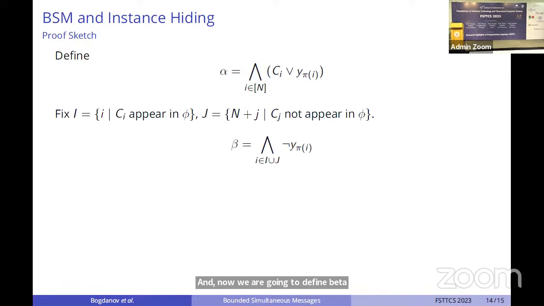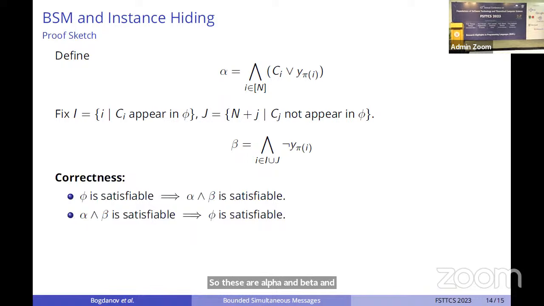Let's say that I is the set of all indices corresponding to the clauses that appear in the formula, and J is N plus the indices of all those clauses that do not appear in the instance phi. Beta is defined to be the AND over all indices i in I union J of the negation of y_pi(i). So these are alpha and beta. And let's quickly argue that if phi is satisfiable, then alpha and beta is satisfiable.